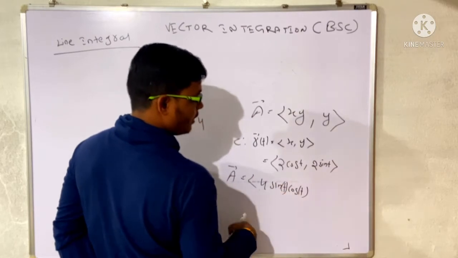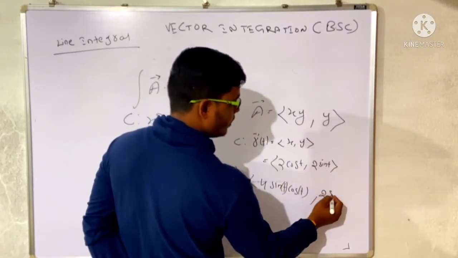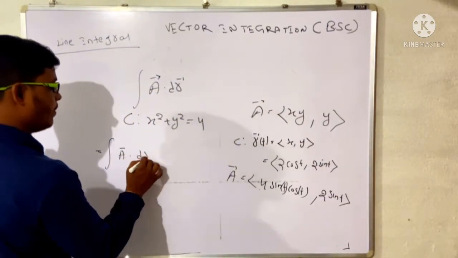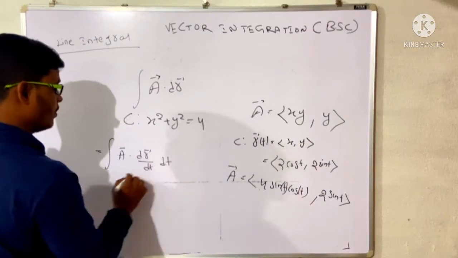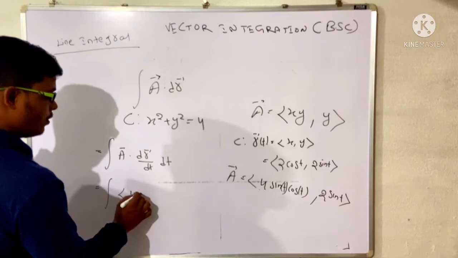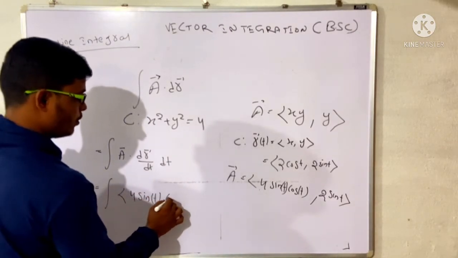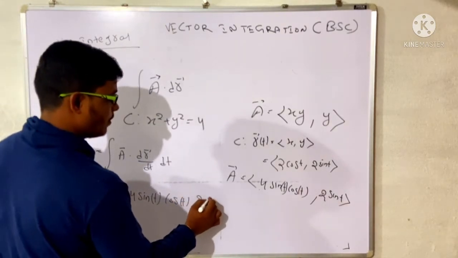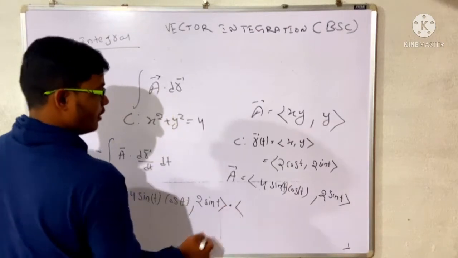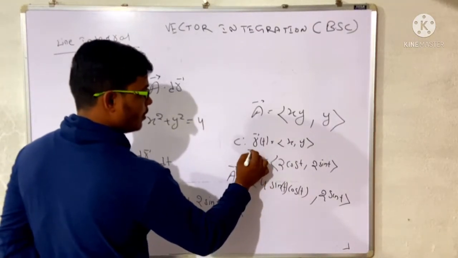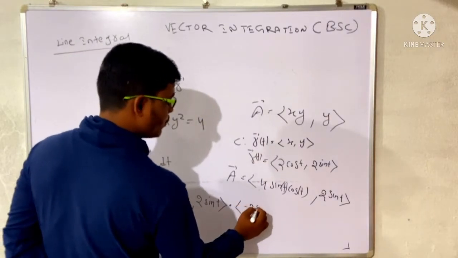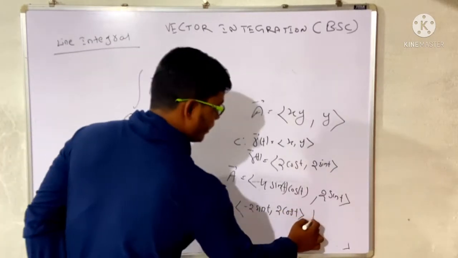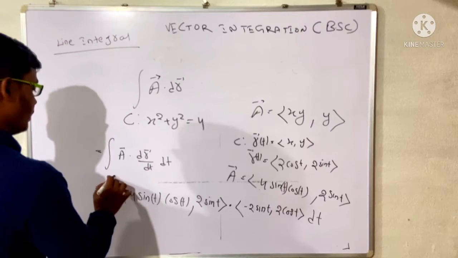Okay, so 4 sin t cos t. Then what is your y? This is 2 sin t. So we can write this as A dot dr by dt into dt. What is A? A is your 4 sin t cos t, then your y term is 2 sin t. Then what is dr by dt? This is r, so you can find dr by dt, that is minus 2 sin t, 2 cos t. Then do the dot product, then take the derivative with respect to time, and your limit is 0 to 2 pi.